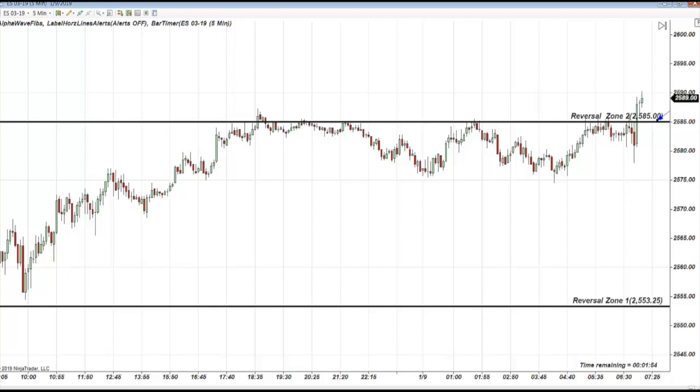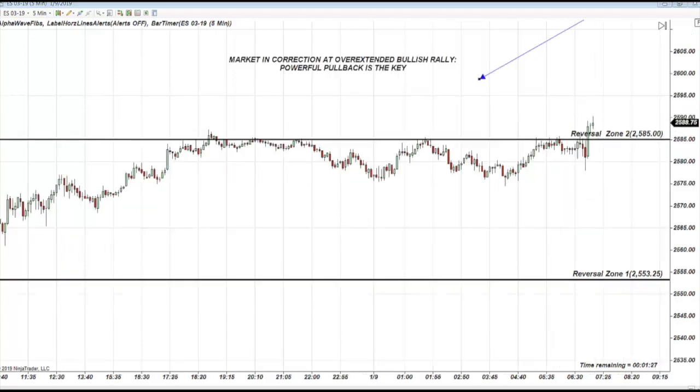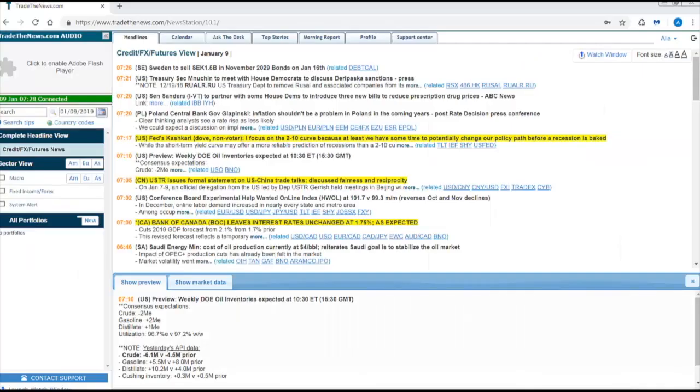So, when both oil and S&P are at institutional resistance, this is the morning you are glued to the screen. This is the morning you are monitoring for selling pressure. Both S&P and oil not far off. This is key. So here we go. Expectations on oil: minus 2 million barrels.